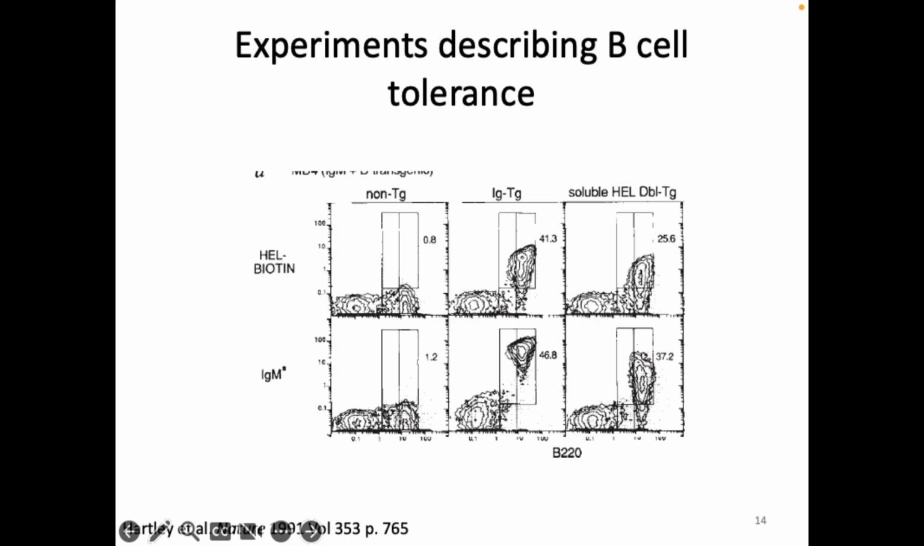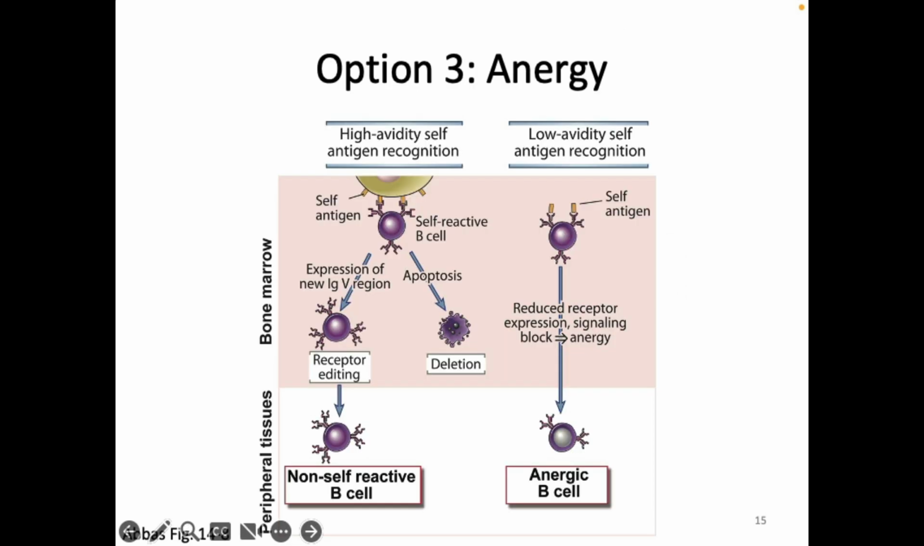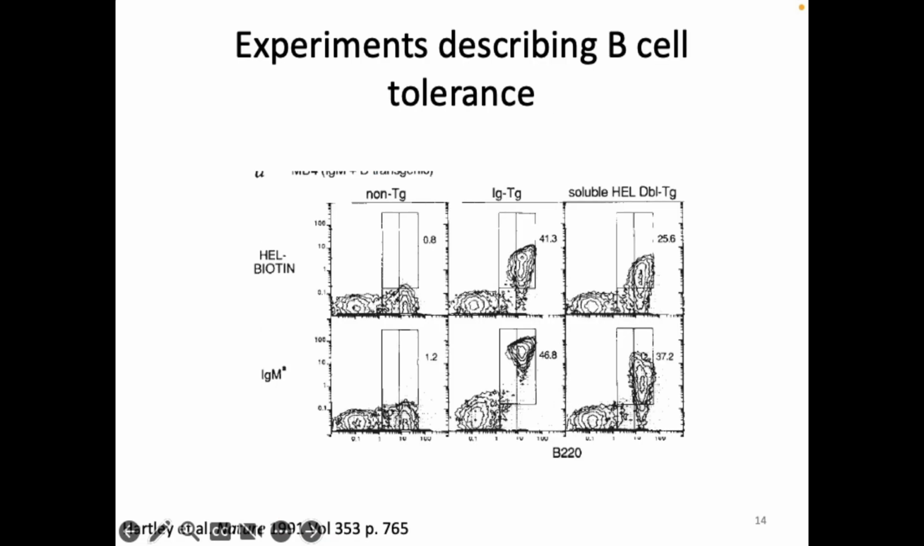And this is how they discovered the third option that can happen. This third option is known as anergy. The basic idea, and here you can see, if we have high binding, we either get deletion or receptor editing. If we have low binding strength, we can get anergy, or we get an anergic B cell.